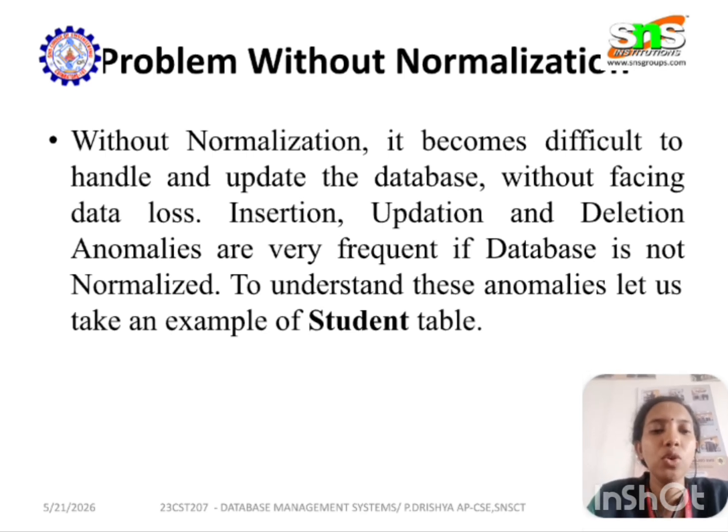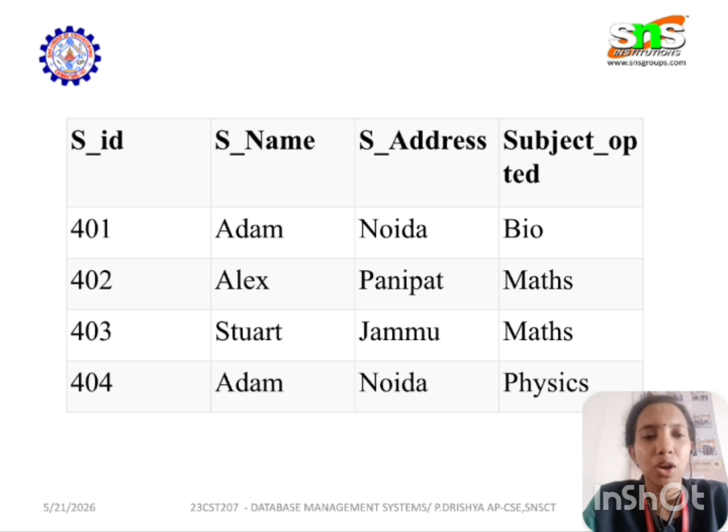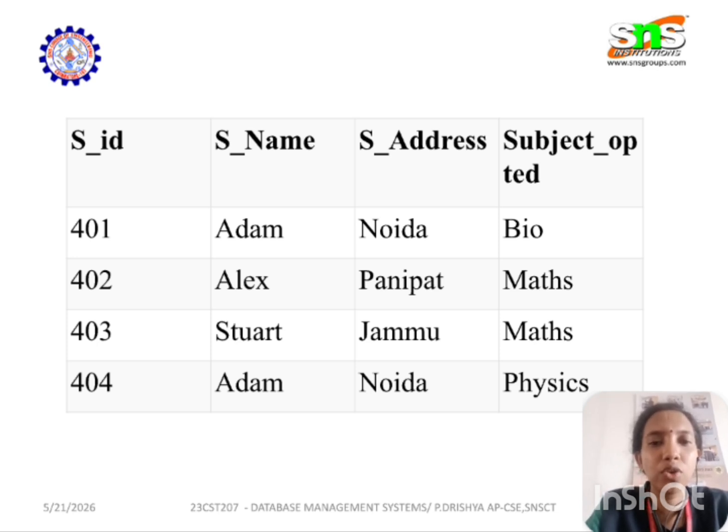So we understand every topic in this database management system. We consider a table and data. The table has the attributes student ID, student name, student address, and subject opted. Here we have four student details, for row 1, row 2, row 3, row 4. You already know the student ID is a primary key, a unique ID.